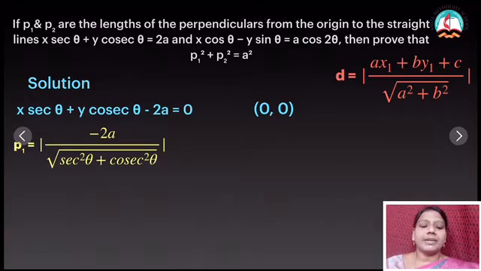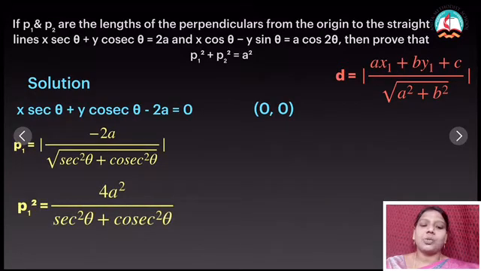Now I am squaring this on both sides because I need a square in the answer. I need P1 square, so I am squaring it on both sides. Now I have secant and cosecant. Just look at the second equation. The second equation is in the form of cos and sine. So what I am going to do is convert this secant and cosecant into the form of cos and sine.